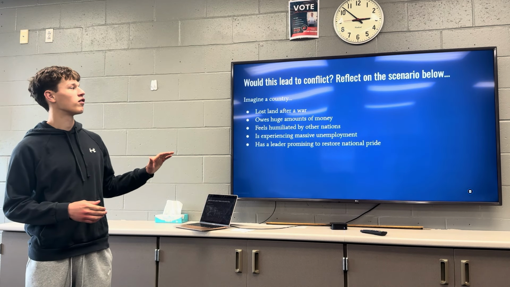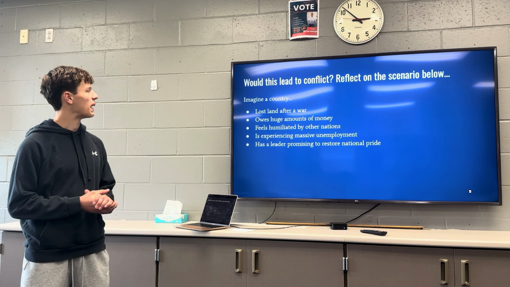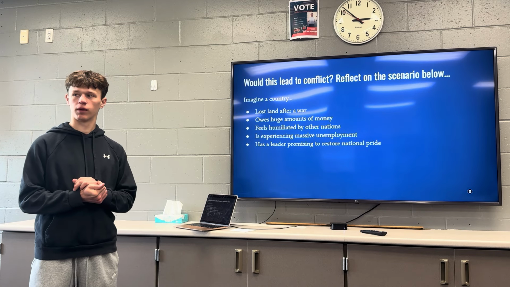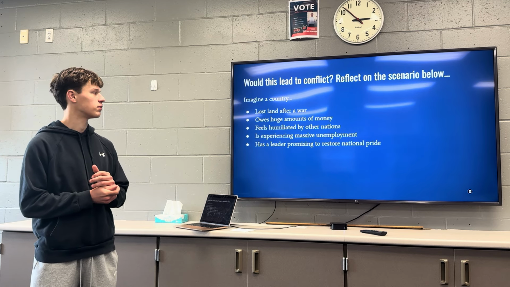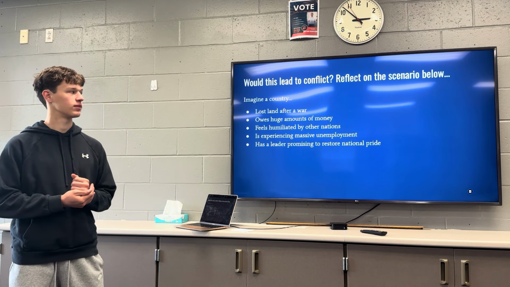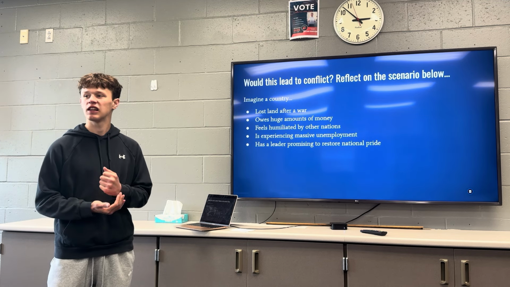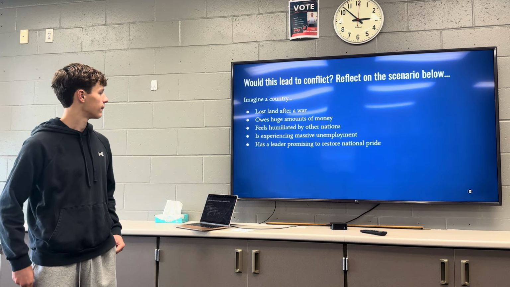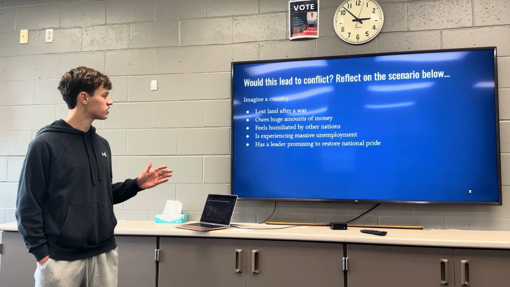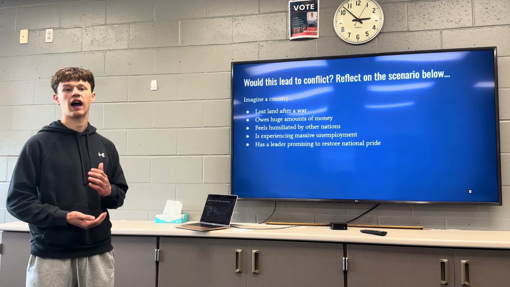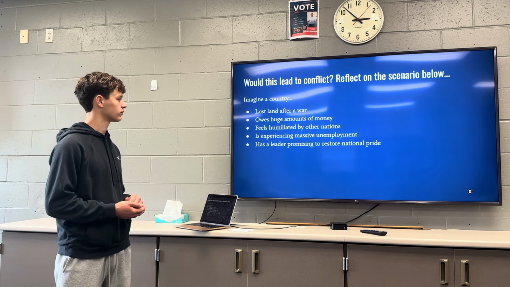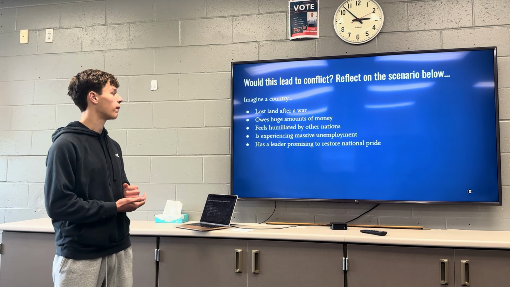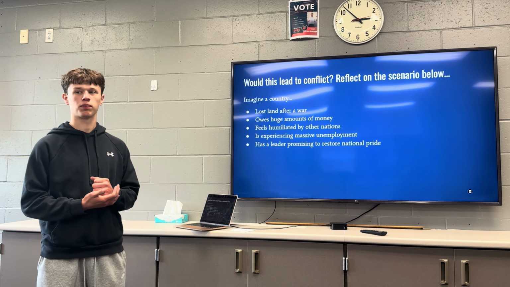First, we're going to go over the scenario here. Imagine you're a country. You lost land after a huge war. You owe huge amounts of money to multiple different countries. Your people and leaders all feel humiliated by other nations. You're experiencing massive unemployment and high inflation rates. But despite all this, you have a leader promising to restore national pride.